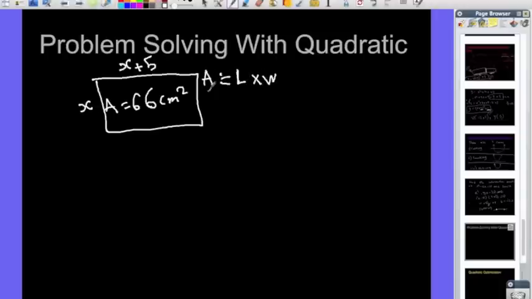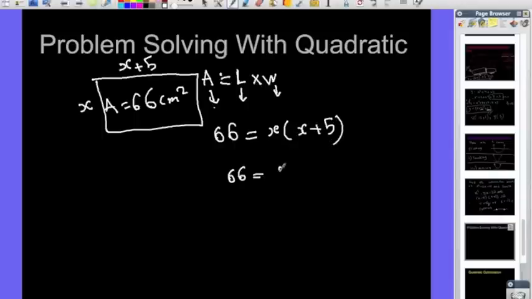Okay, so now we have this and we have a little of these two, so we will just substitute our values in the formula. So it would be 66 equals x times x plus 5. So what we would end up with is 66 equals x squared plus 5x. So now let's move 66 to that side of the equation. It would be x squared plus 5x minus 66 equals 0.